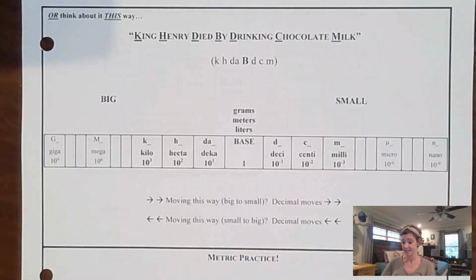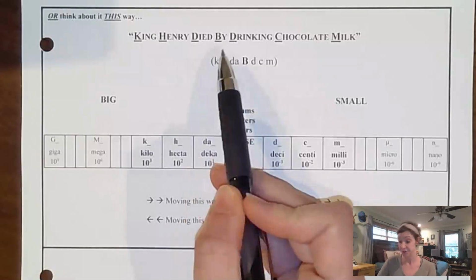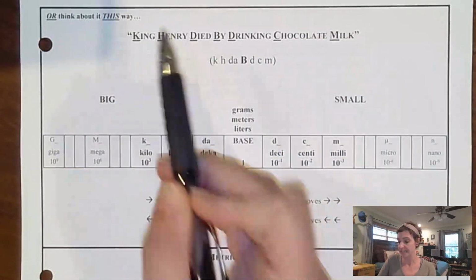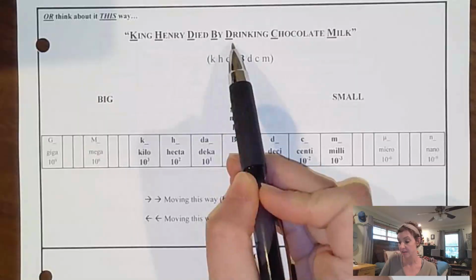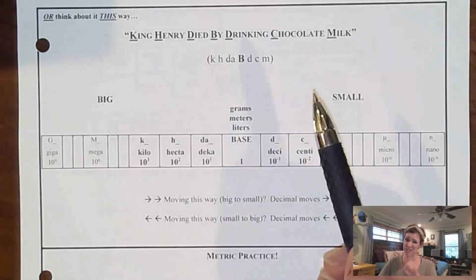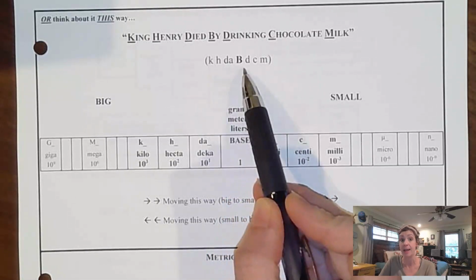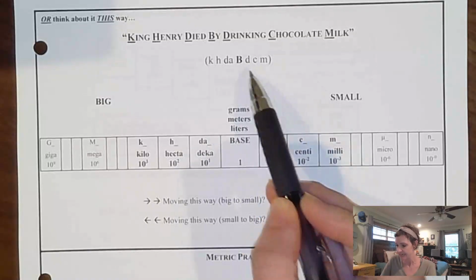So you think about this little analogy, acronym, I don't know. King Henry died by drinking chocolate milk. If you've noticed, I've underlined the first letter of each one of those words, and that kind of helps guide you into which prefix that represents. When I'm first learning and getting comfortable with the metric system, and when I'm getting tested or quizzed on it, and I know I need to know the order of the prefixes, it takes me 2 seconds up at the top of my page to just blast out KHDAB for your base, DCM.